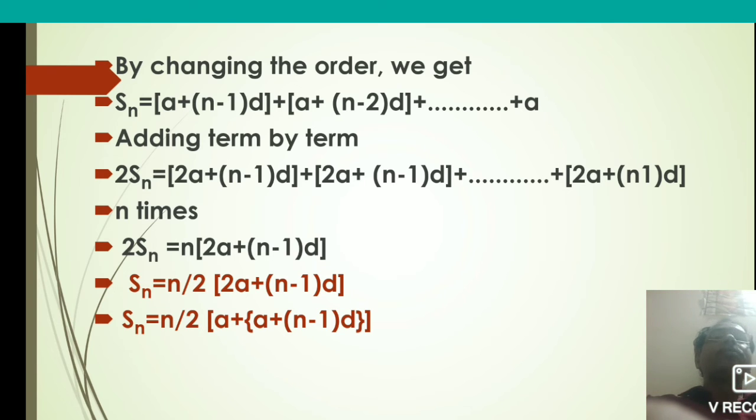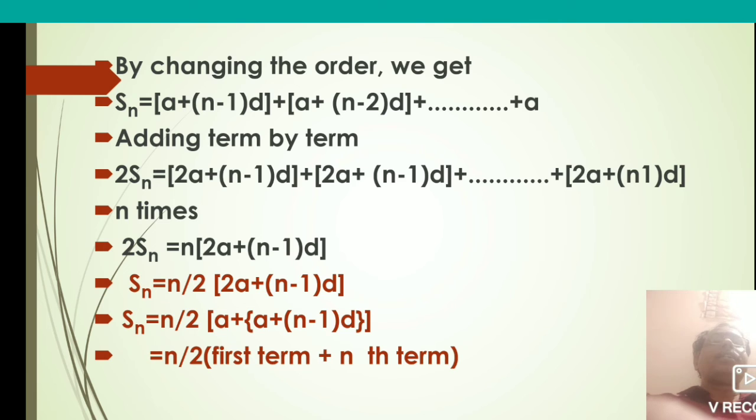Sorry. Then Sn is equal to n by 2 into, the 2a can be written as a plus a, so a plus a plus n minus 1 into d. So here observe one thing: this formula can also be written as Sn is equal to n by 2 into first term plus nth term. Generally this nth term is taken as an, so that Sn is equal to n by 2 into a plus an. So this is a formula to find the sum of the first n terms of a given AP.